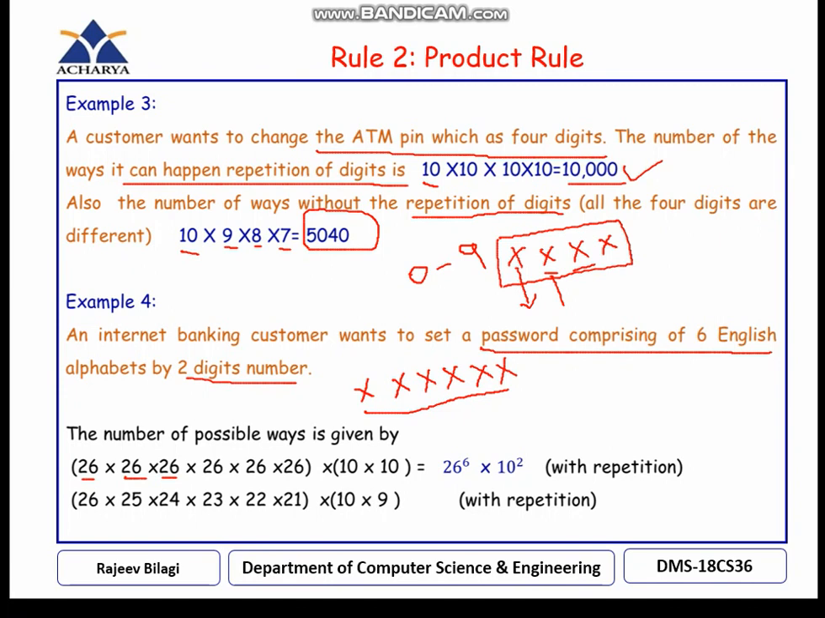Now they are followed by two digits. So one is X, another one is X. This number will be 0 to 9, so that is why it is called 10. The second number is also 10. So with repetition, the different number of ways that can happen is 26 to the power of 6 into 10 to the power of 2.